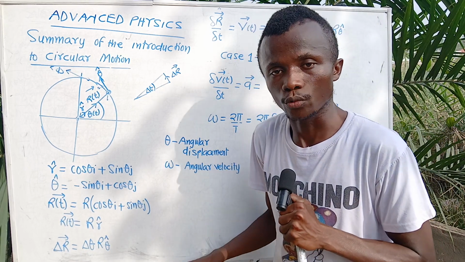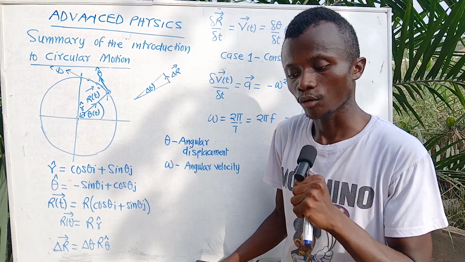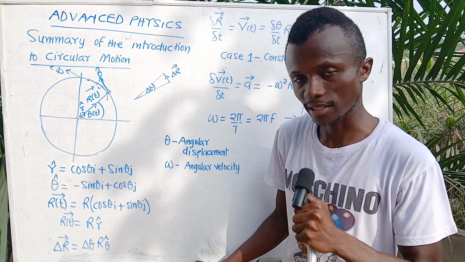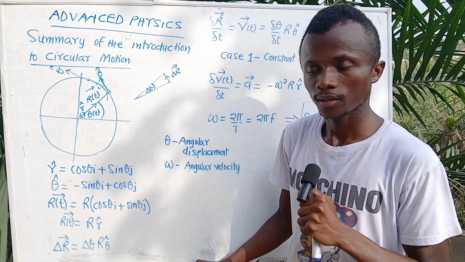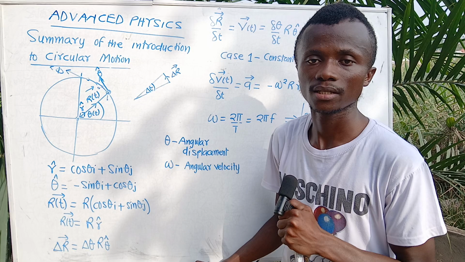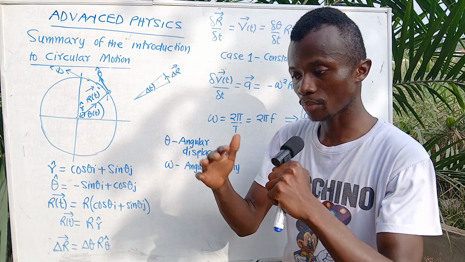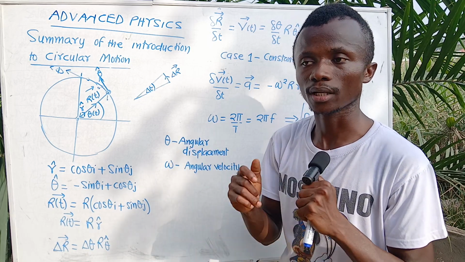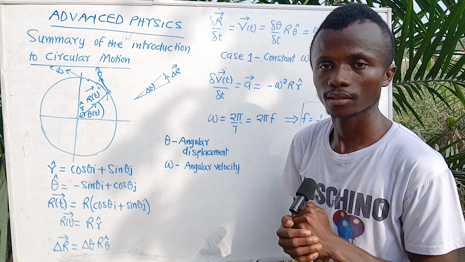Let's now look at case 2. For this, omega of t is not a constant, it is a variable. The language of physics is mathematics. And if you're able to interpret the mathematics properly, you can read the physics into it. Stay tuned.